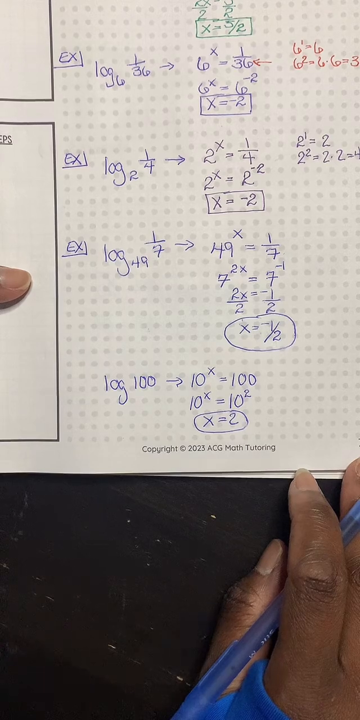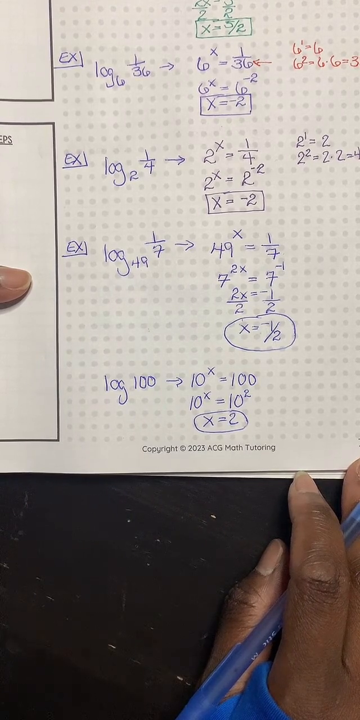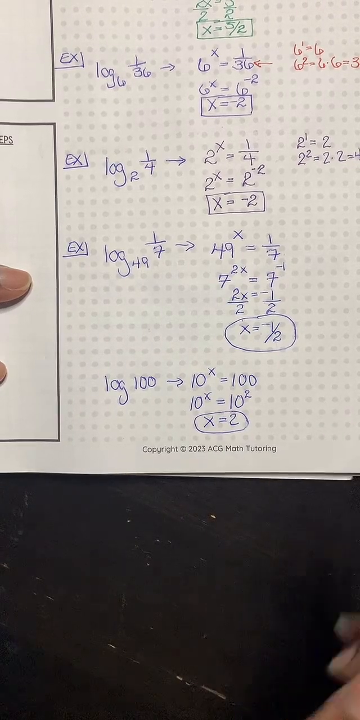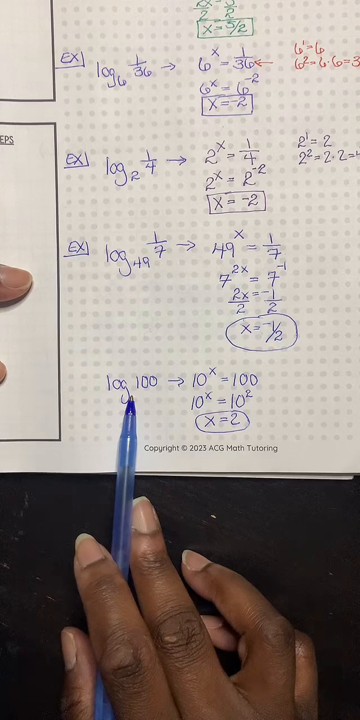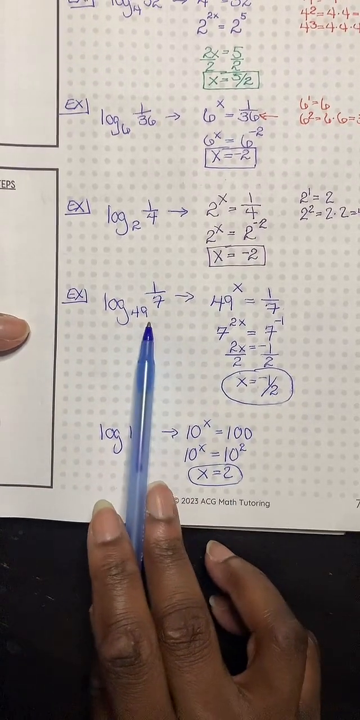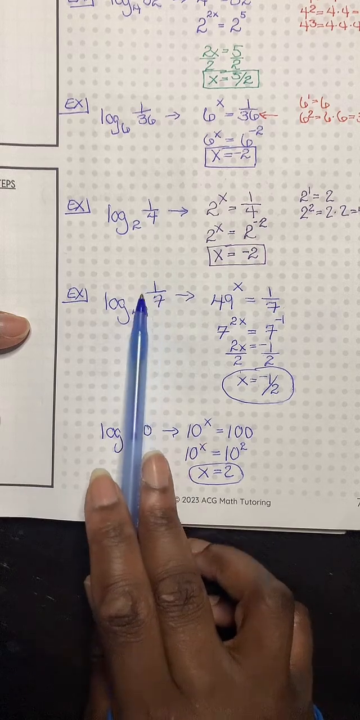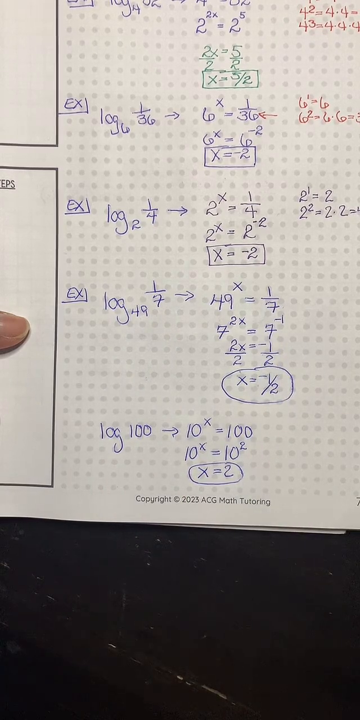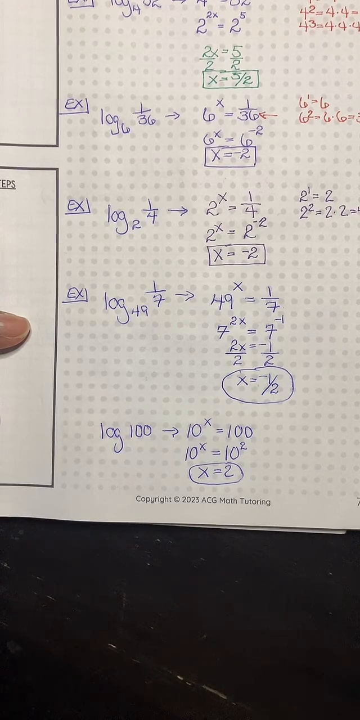When there's no base for the log, the base is assumed to be 10, because if you don't see anything, it's assumed to be a 10. Why is the answer negative? Because anytime you have a fraction as a result, not every time but the majority of the time, that means you're dealing with a negative exponent. So you're going to have to double check with the rules or properties of exponents when you have a negative.